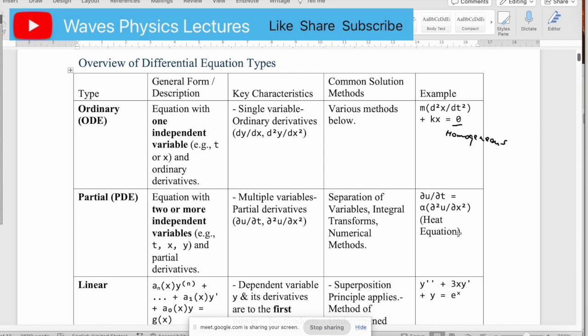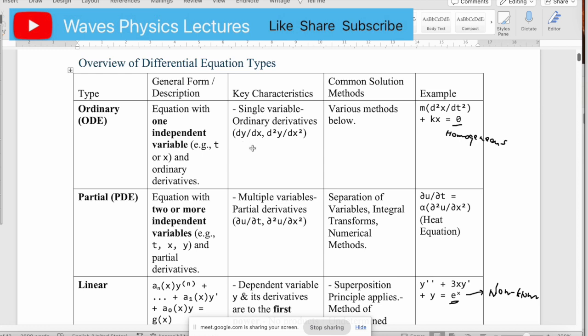But when we have some other terms on this side, for example, let's say this is e to the power x, this is an example of a non-homogeneous equation. So the technique for solving both of them is different. Okay, so we are going to see different kinds of ordinary differential equations and how we are exactly going to solve them.